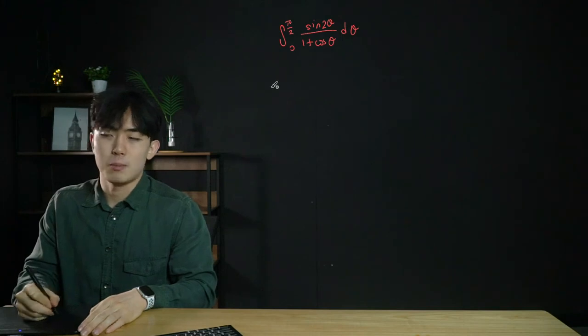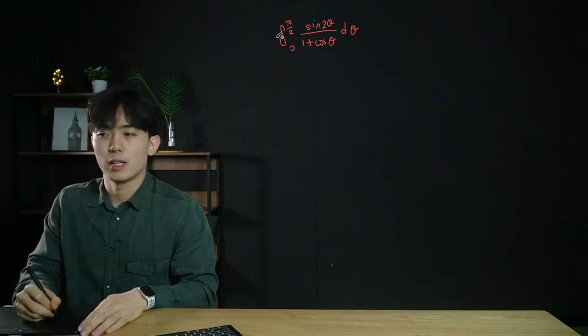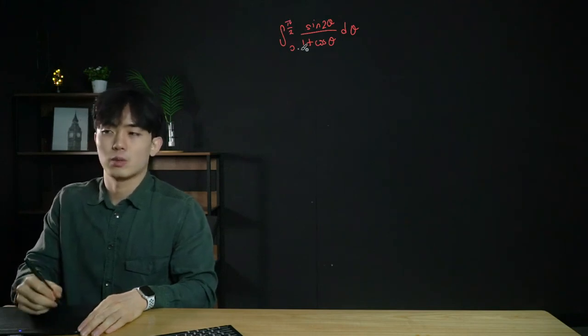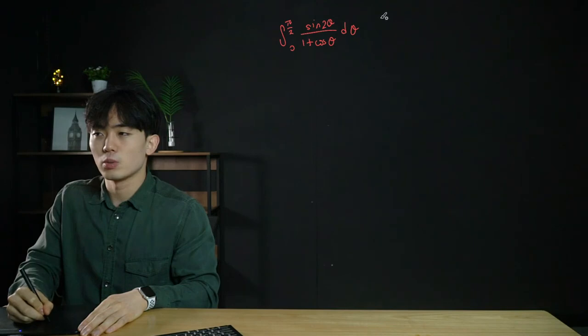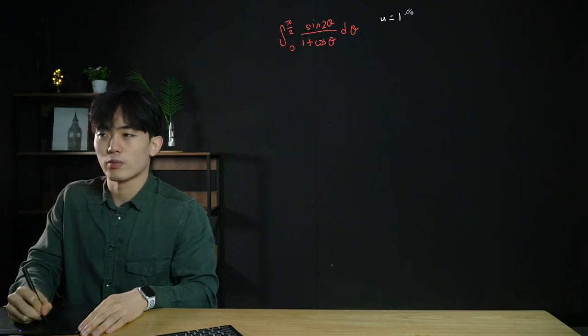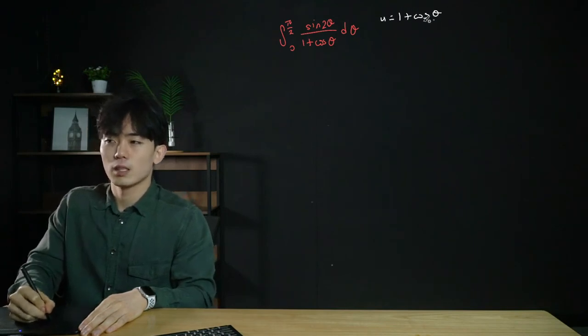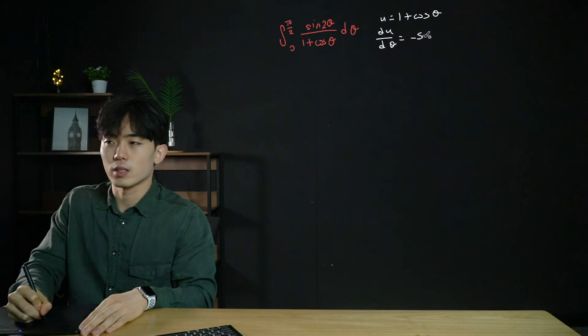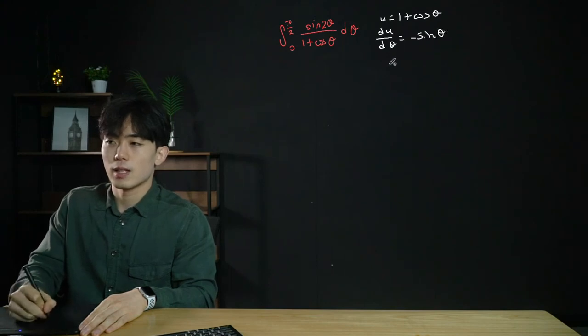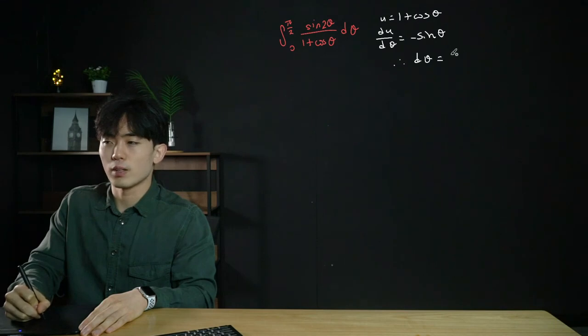We now have limits as well, so we need to make sure we change the limits when we do the substitution. Once again, I want to try and reduce this to a single term, so our u, we can say is equal to 1 plus cos theta. We need to get rid of the theta, so we have du by d theta, that's just going to be equal to negative sine theta. Okay, so therefore d theta is just going to be minus 1 over sine theta du.